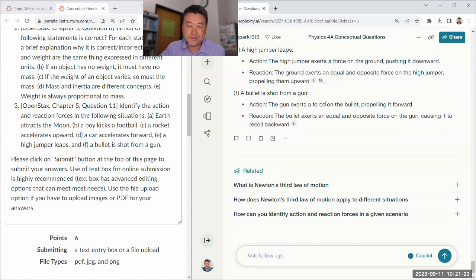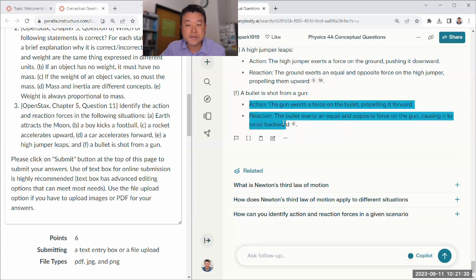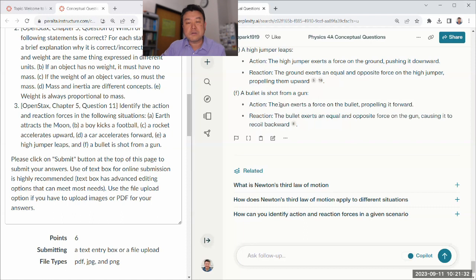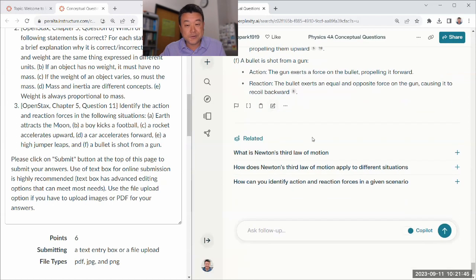A gun exerts a force on the bullet. Yeah, this is missing some details, but it's fine. You know, how does the gun exert the force? Well, through the gas that's expanding within the gun barrel. But this is kind of the simplified picture that is correct. So yeah, this is all correct answers.